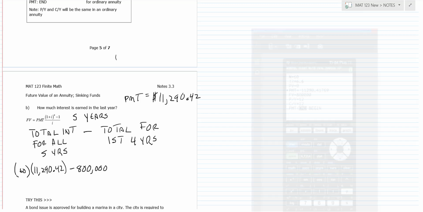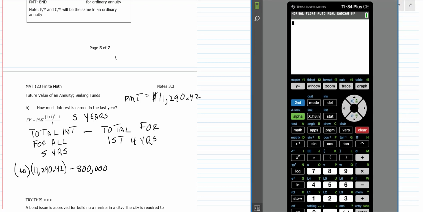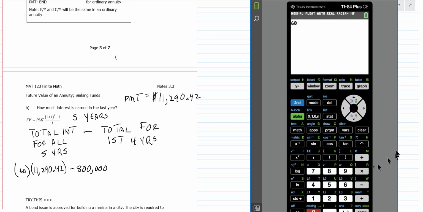All right, so let me do this first thing on a clear screen on the calculator. So I go 60 payments. We know what the payments are, that's what we figured out. That is $11,290.42. So if I do that, that's how much money is going in there.